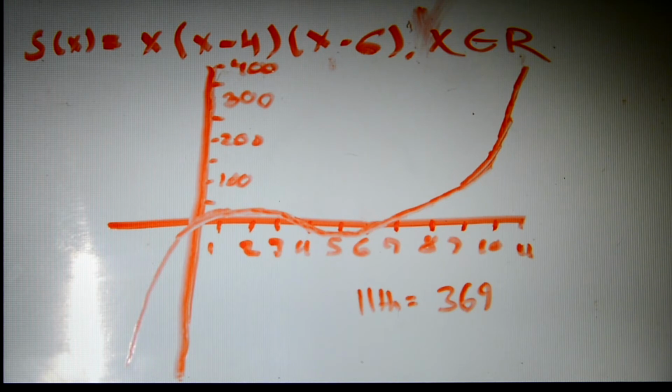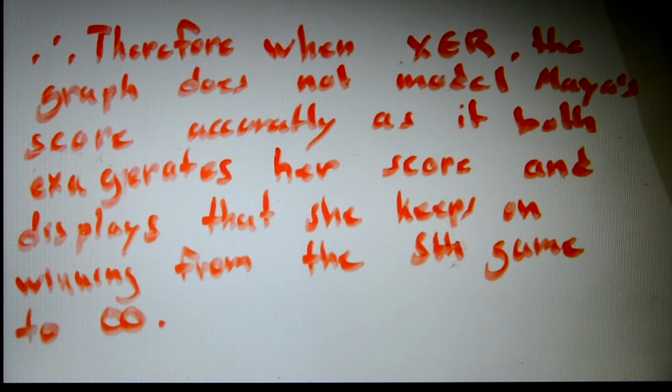Furthermore, if we continue into the 12th and 13th games, and anything past that, we see that her score is only increasing by a higher and higher amount, meaning that she is winning every single game and not losing a single point, which is also very unlikely or impossible. Therefore, when x is unrestricted, the graph does not model Maya's score accurately, as it both exaggerates her score and displays that she keeps on winning from the 5th game all the way to infinity.